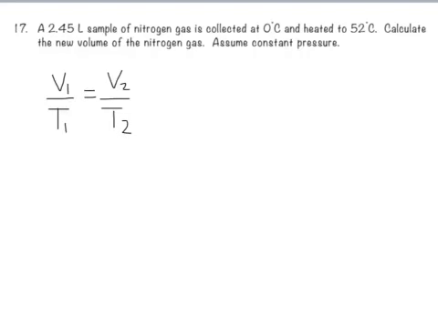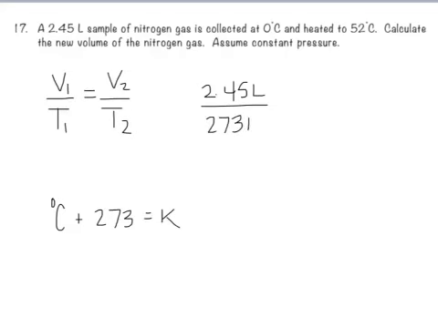And so let's see, I have an initial volume of 2.45 liters, and then the temp is 0 degrees Celsius. Well, I remember if I want to convert, I take the temperature in Celsius plus 273, and that is going to give me my Kelvin temperature. Well, if Celsius is 0, 0 plus 273 is 273 Kelvin. Okay, I do not know the final volume, but I do know the final temp is 52 Celsius. So if I take 52 plus 273, it should be 325 Kelvin.